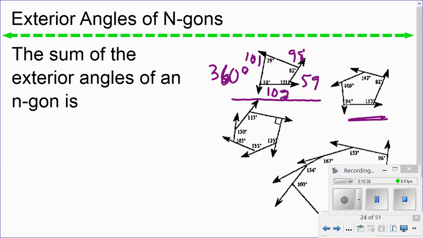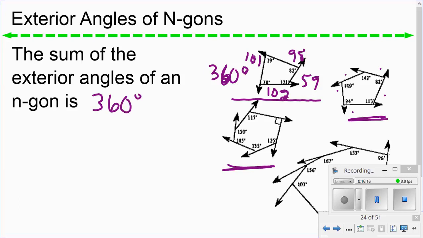If I was looking at this one, I would get the exterior here, here, here, here, here. So this one is a pentagon, so the interior angles aren't 360 anymore. That's 540. Well, the sum of the exterior angles is still going to be 360 degrees. It's not going to be 540 like the interiors are. And if I looked at this next one and I found all the exterior angles and I added them, I would still get 360 degrees. And same thing with this other one. Any n-gon, the sum of the exterior angles will always equal 360 degrees.